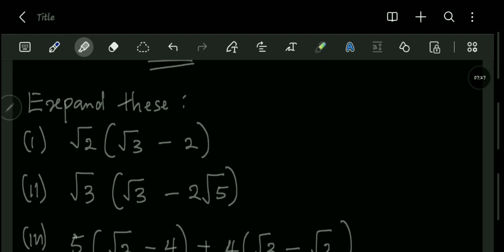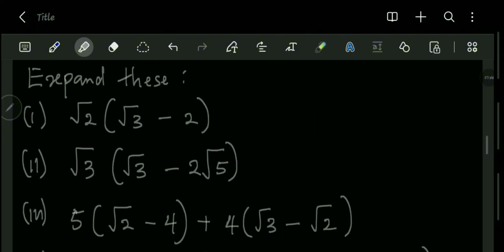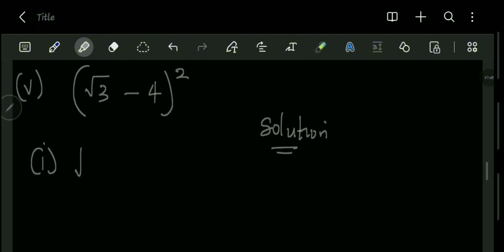Alright, let's have these examples. We are told to expand the following. Number one, we have surd 2 into brackets surd 3 minus 2. Let's have the solution. For question 1, we have surd 2 into bracket surd 3 minus 2.